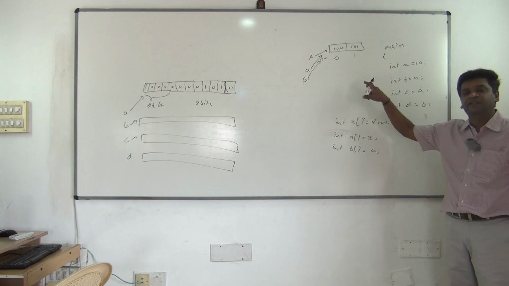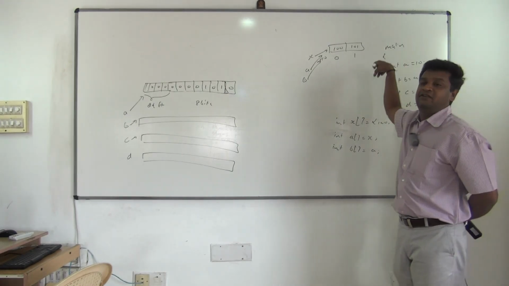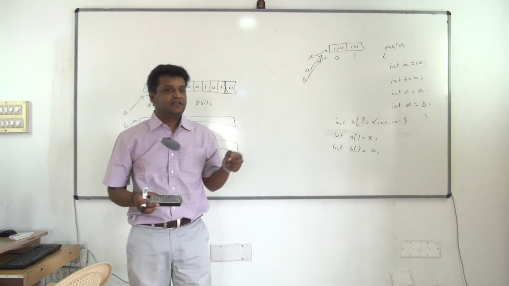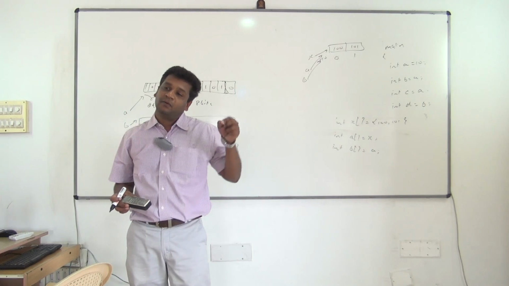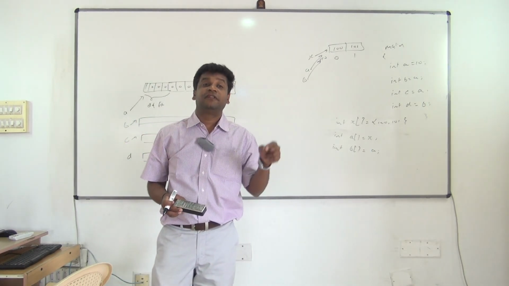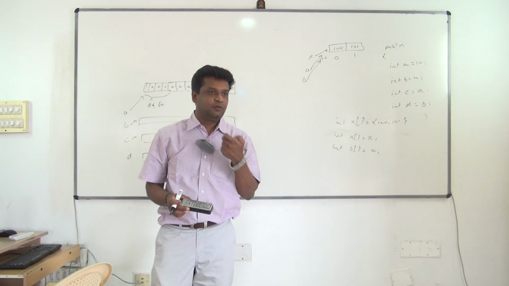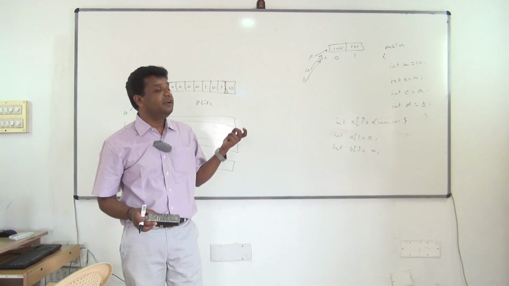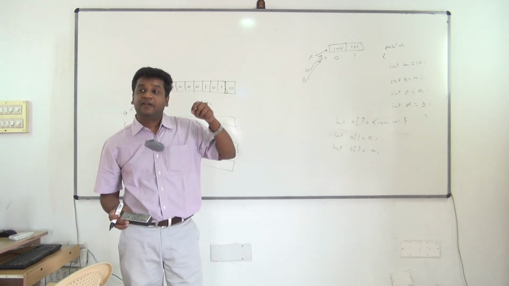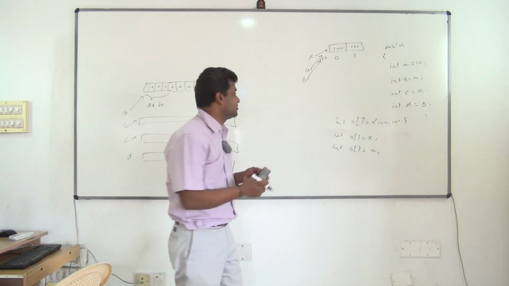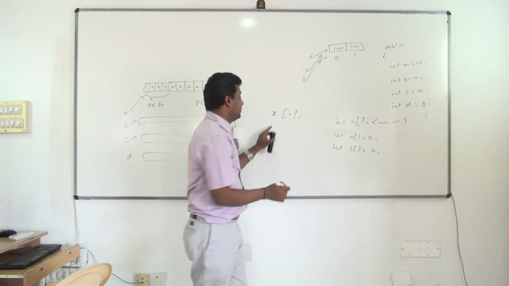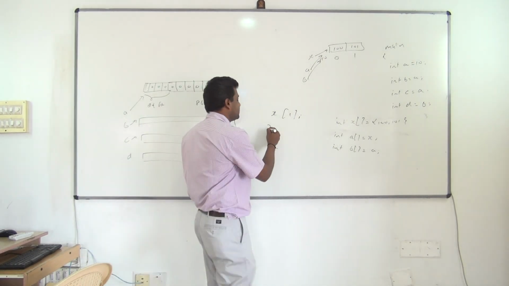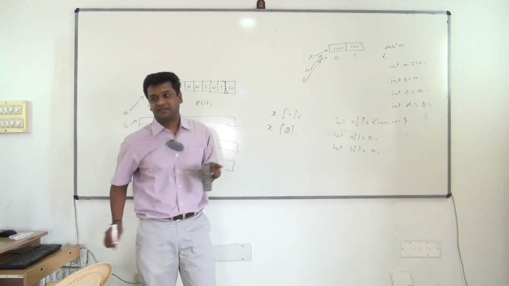But in an array, you can deal with the address also, or you can deal with the value stored in the index. To be very precise, the value stored in the index of that particular address. Like x of 1 means, X is the address, and in this address you are dealing with the first index. X of 2 means in that address you are dealing with the second index.